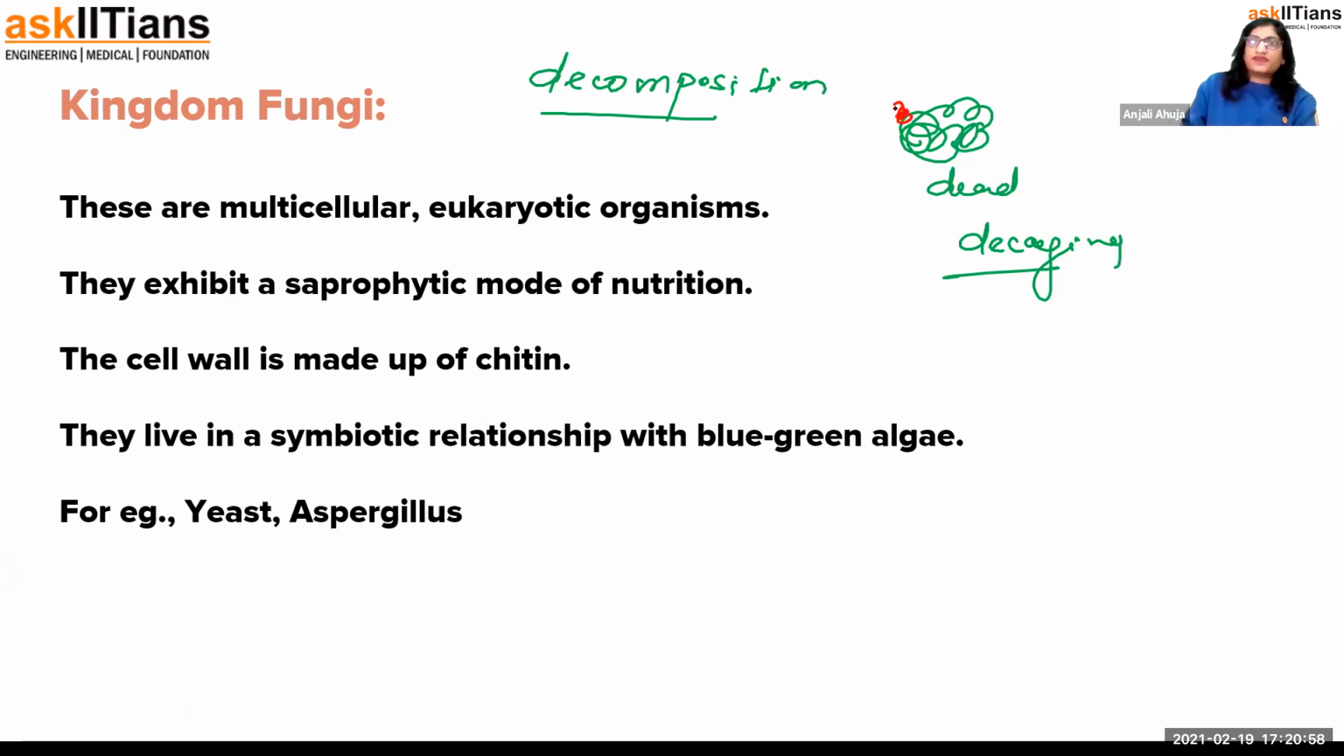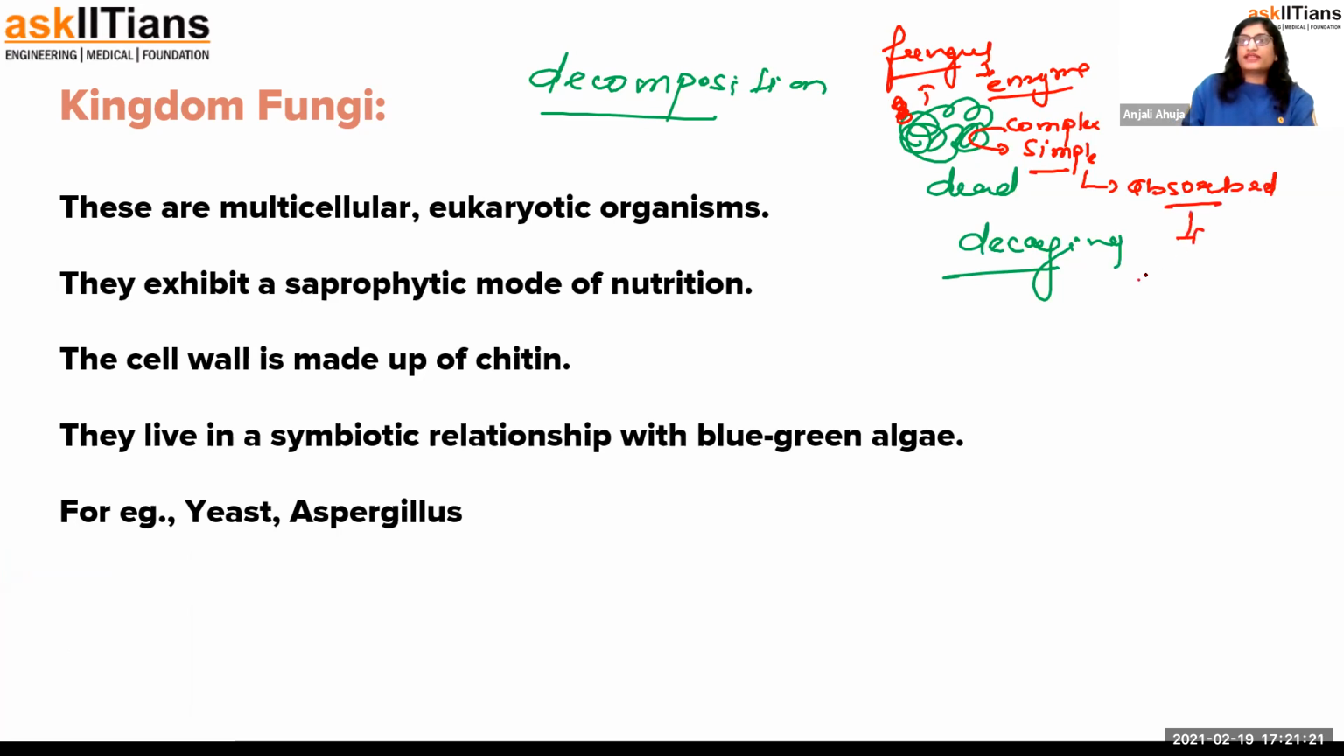Suppose there is a fungus. This fungus is going to release enzymes outside. Then these enzymes will convert complex food material, which to them is food, into simple molecules. Then those simple molecules are absorbed by the fungus. This kind of digestion is known as extracellular digestion, where digestion happens externally to the body, because enzymes are being released outside.